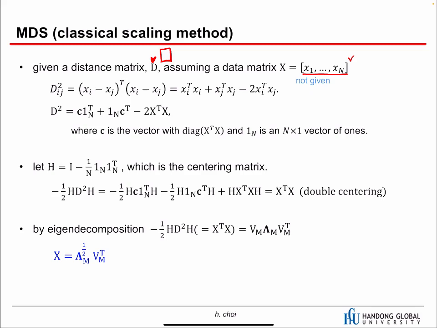So in this method, the distance is Euclidean distance. Then even though we don't have these points, we know this distance can be calculated in this way.